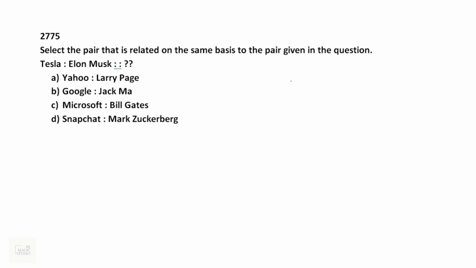One more general knowledge analogy. Select the pair that is related on the same basis. Tesla, Elon Musk, we know the founder. Microsoft, Bill Gates. Option C fits in.